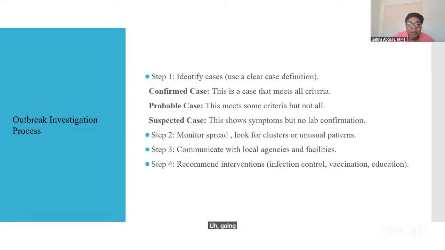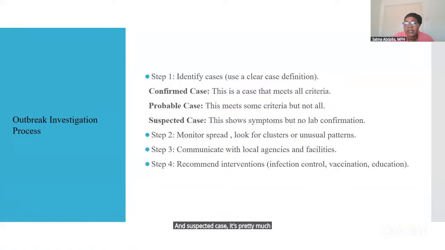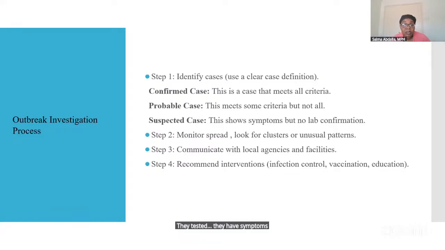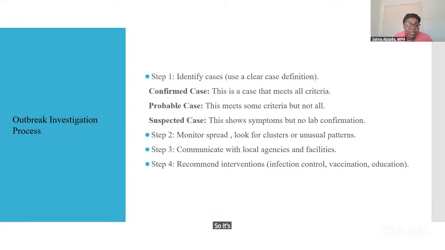Going back to the confirmed and probable cases, we have one that's called a suspected case. A suspected case is pretty much a case where they have some symptoms but didn't test positive. They showed symptoms, but there's no lab information, or they were tested and are negative. So they're a suspect case. We can't count them 100% because they're not meeting the criteria of a confirmed case, so they're not going to be counted during the outbreak.